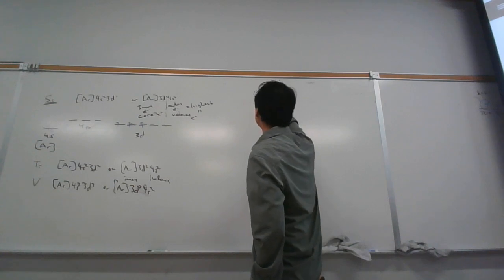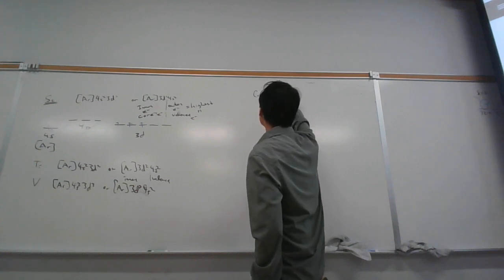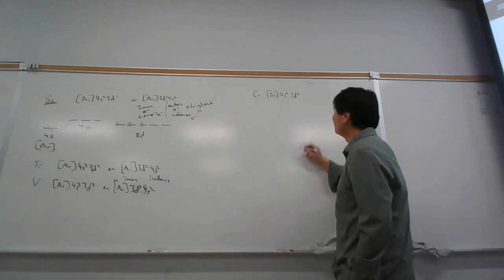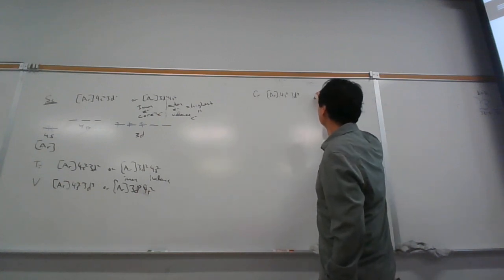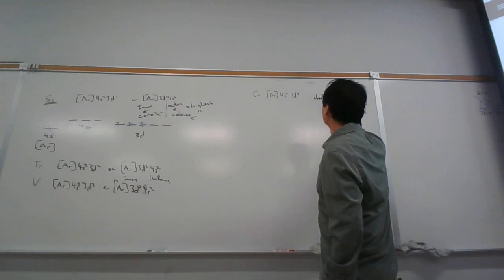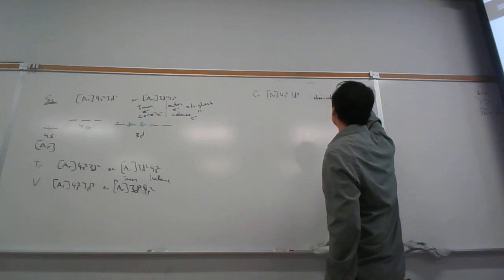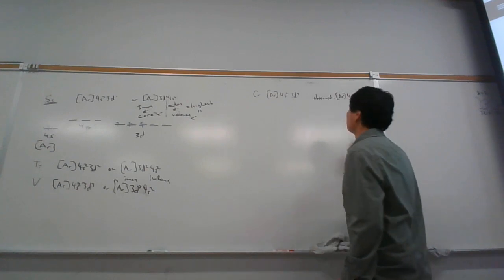Then when we get chromium, we expect this. For chromium, we expect argon, 4s2, 3d4. But what's observed is this. What's observed is argon, 4s1, 3d5.